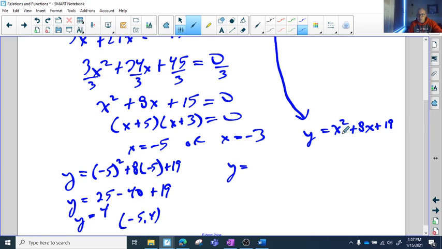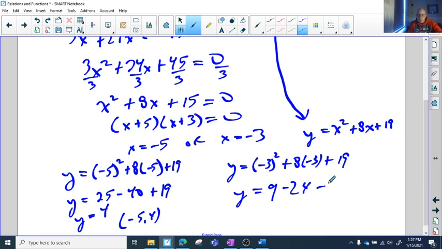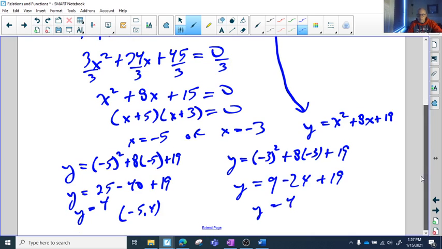To get y, substitute negative 3 in for x. So negative 3 squared plus 8 times negative 3 plus 19. So this is going to be 9, take away 24, plus 19. 19 and 9 is 28, take away 24 is 4. So the y value is 4 for this one as well. So the other point of intersection is at negative 3 and 4. Two points of intersection.